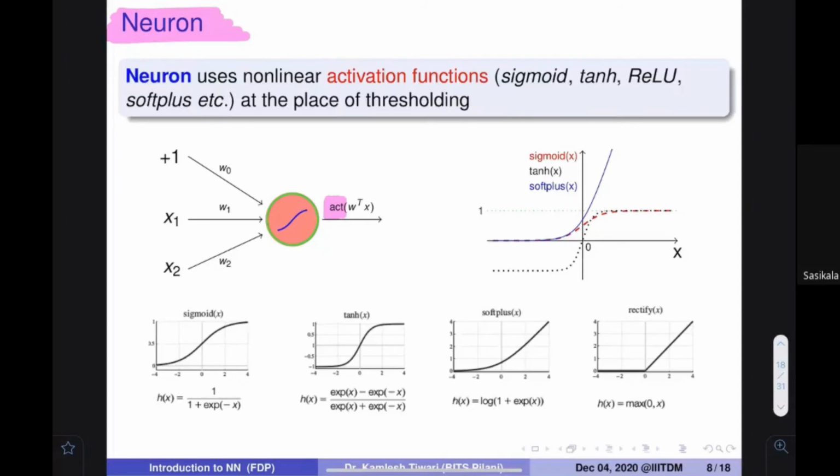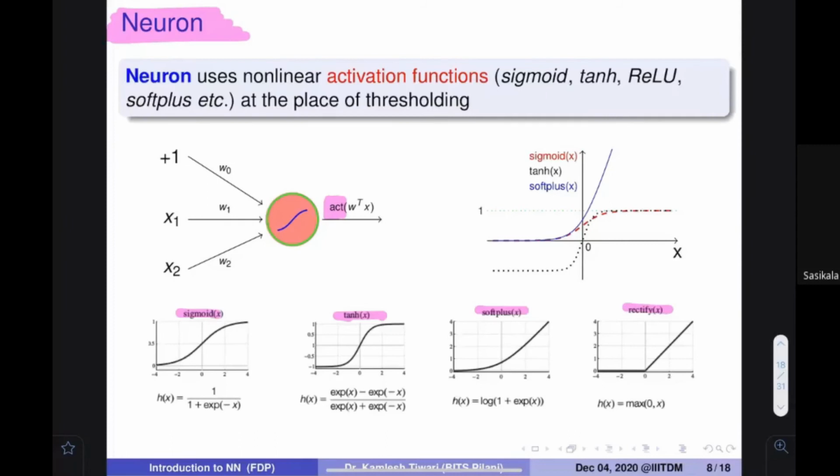So what is the difference between neuron and perceptron? In the neuron, at the output, instead of thresholding, we are going to have these functions, either sigmoid, tanh, softplus, rectifier, or any other function. This part is clear? Everybody, if you have any question, please ask.